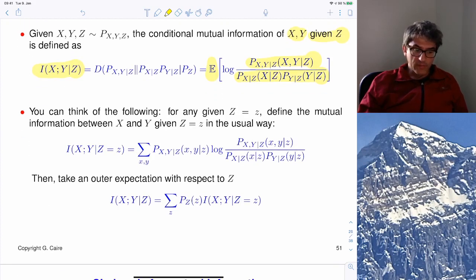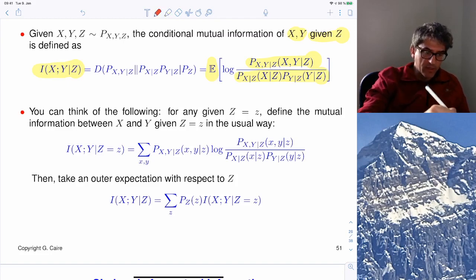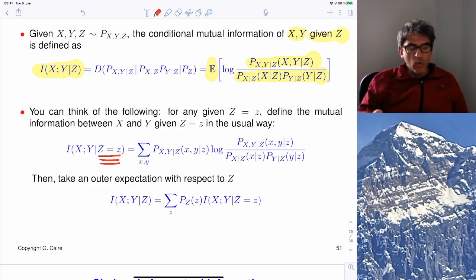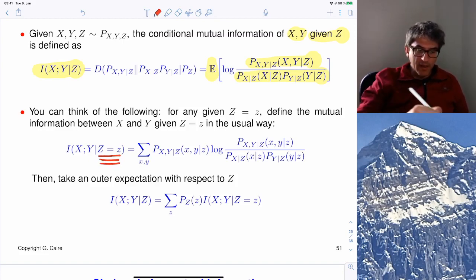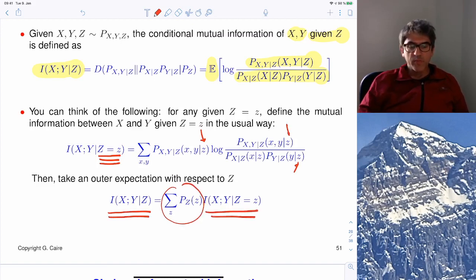And this can also be written as follows. If we calculate the mutual information for a fixed value of the conditioning variable, so by conditioning on big Z equal to a particular small z, then we have the standard definition of mutual information for that specific value of z, and then the conditional mutual information is simply averaging over all the values of z this specific mutual information conditional on a specific value of z.